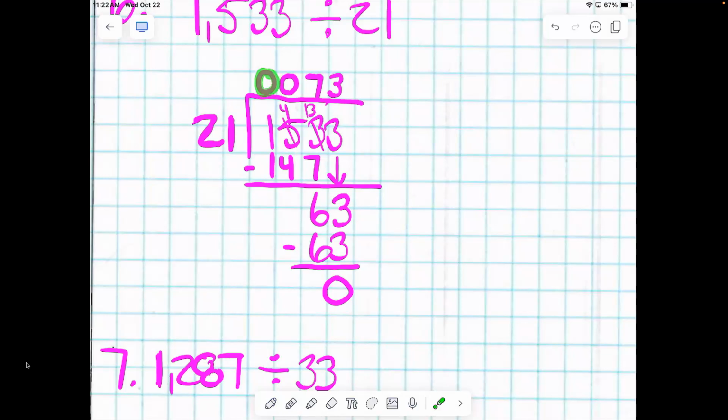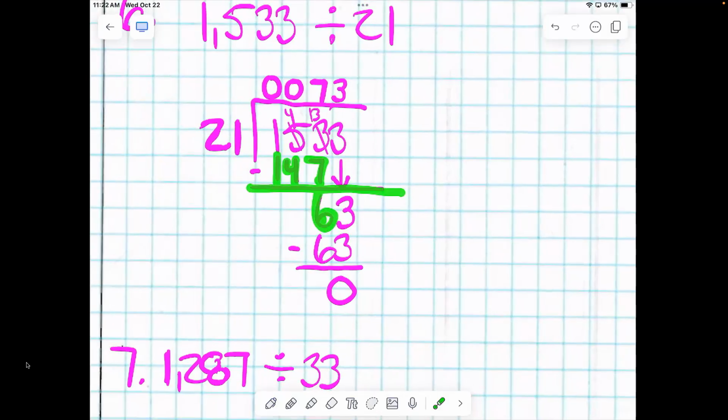0. Does 21 go into 15? No. So I put another 0, right? Now, we pulled out our calculators and we figured out that 21 goes into 153 how many times? 7 times, and 7 times 21, according to our calculator, gave us 147, yes? What's left over when I subtract?